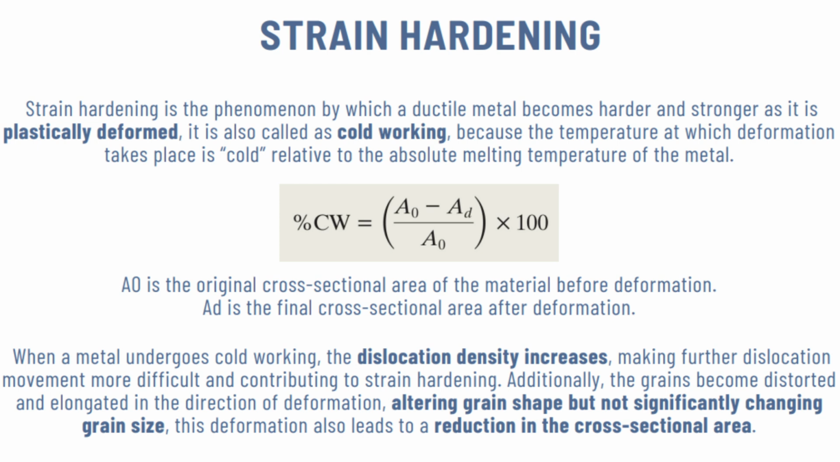In addition, cold working also distorts the grains of the metal. The grains tend to elongate in the direction of the deformation, which alters their shape without significantly changing their size. This elongation affects the material's mechanical properties. Also, the process often leads to a reduction in the cross-sectional area of the material, which can enhance its strength but also affect its ductility in exchange.